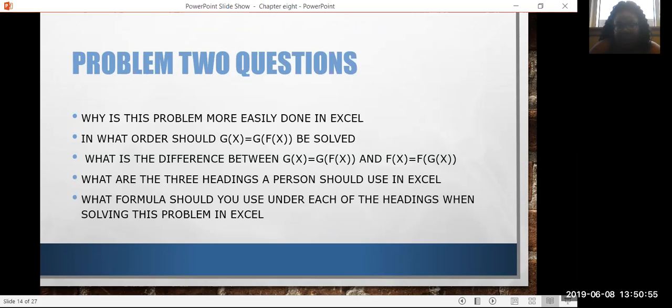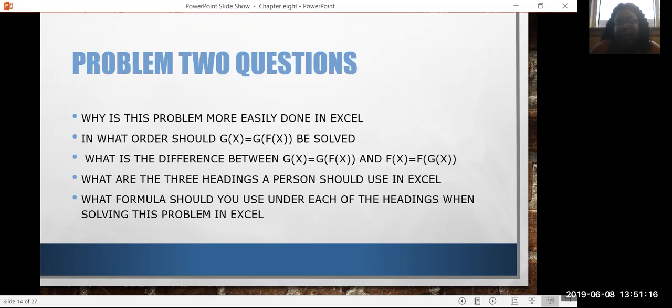So one of my questions was focused on the headings. I said that basically when you're doing your headings, you're kind of just using what you already know to do your formulas. And then my 5th question was, what formula should you use under each of the headings when solving this problem in Excel? And then I just kind of said what I did.